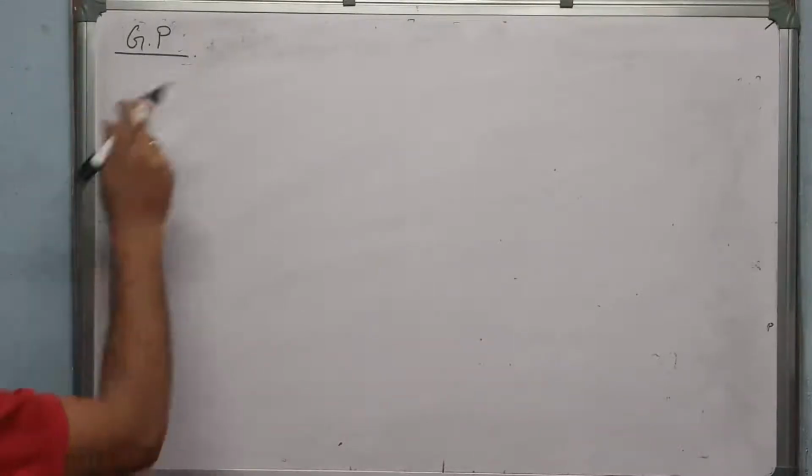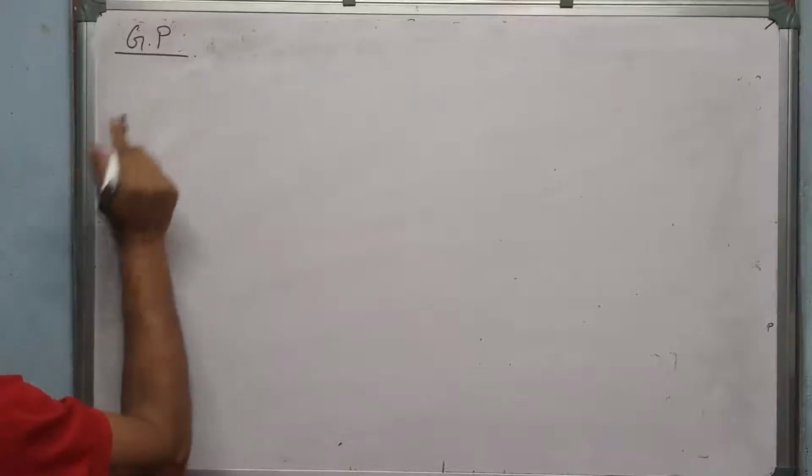Now, today I'm going to start a new chapter, after already finishing AP. Now, I'll start GP. GP means geometric progressions. This chapter also deals with series. Now, what kind of series is called a GP series? This one is the properties and formulas that we'll discuss over here.